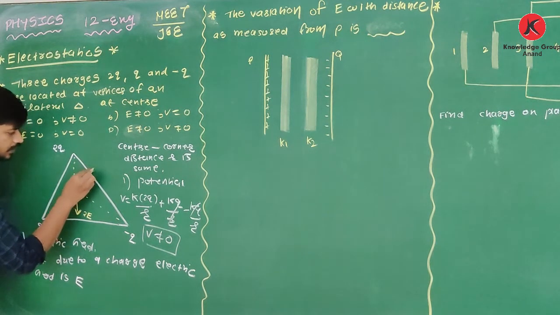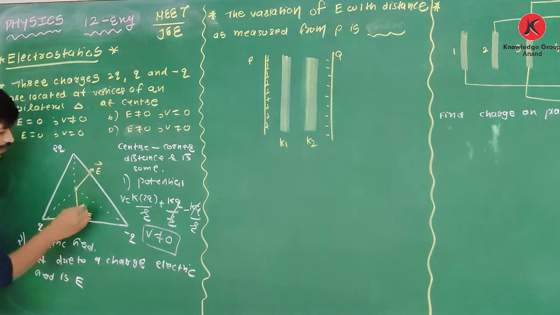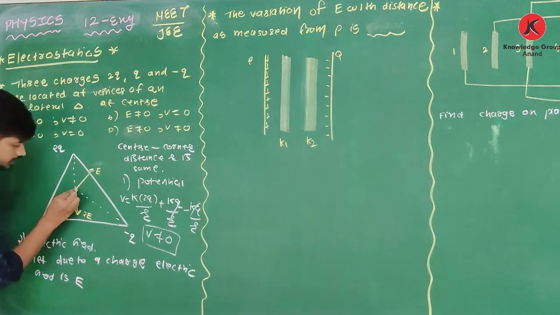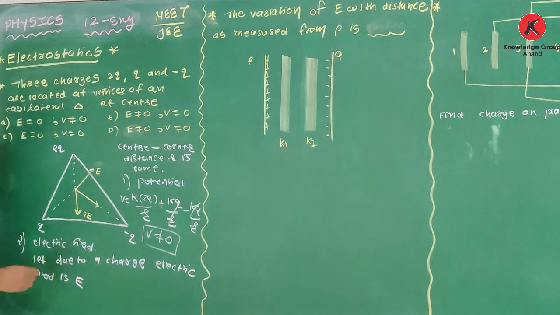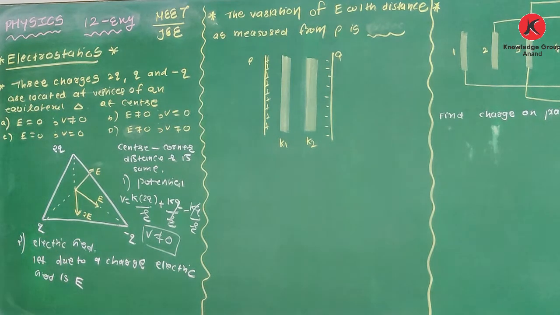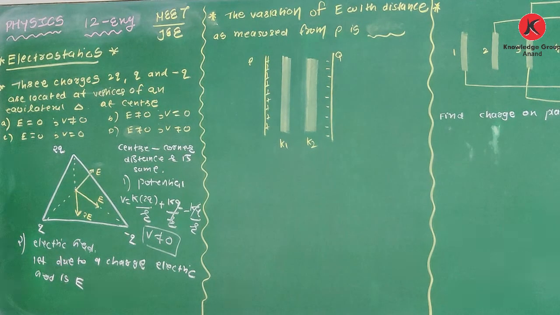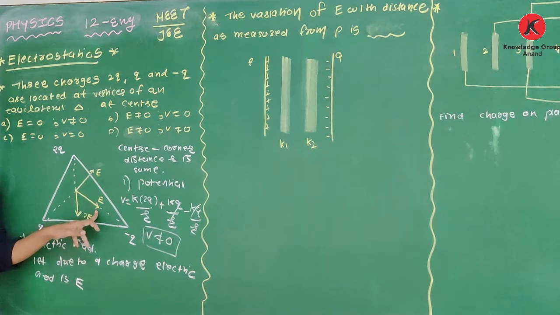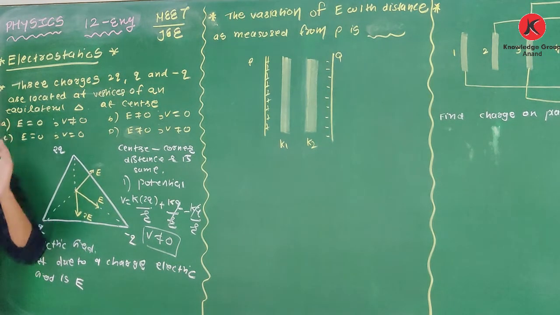Now, due to this q charge, again the electric field is E, in this direction. Here it is E, here it is 2E. Now, due to this minus q charge, the electric field will be towards it, in this direction, and it is also E. So you have 2E in this direction, E in this direction, and E in this direction. There is no chance that the resultant will become 0.